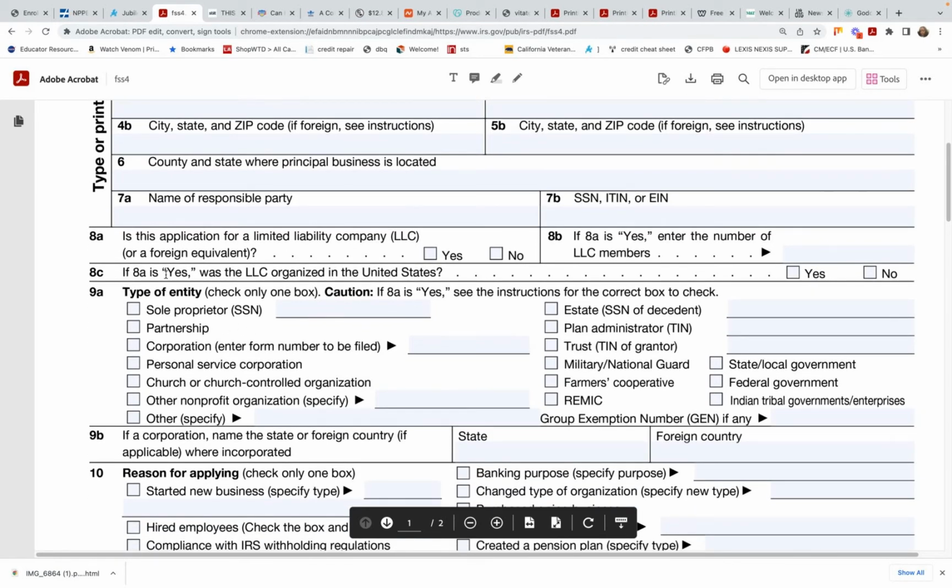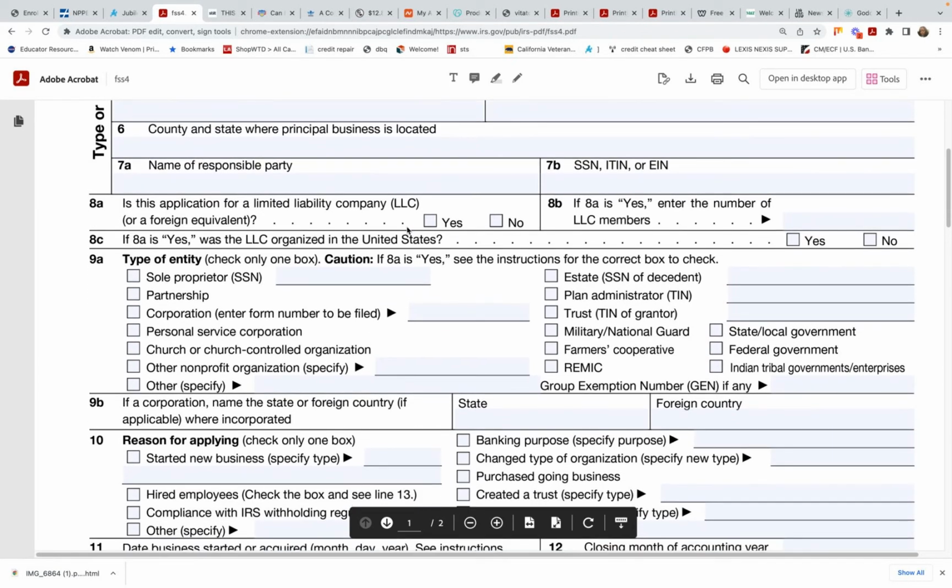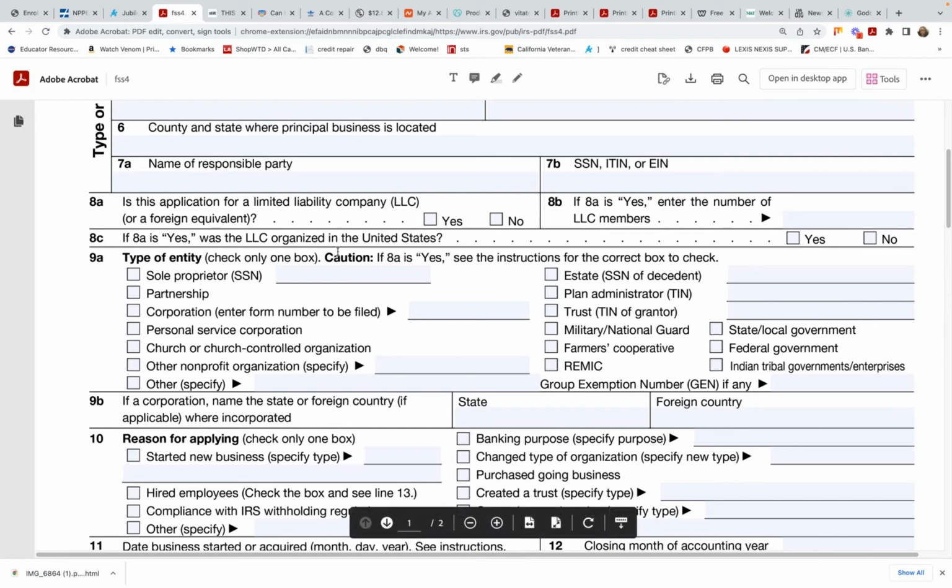All right. 8C, if 8A is yes, was the LLC organized in the U.S.? Yes. If it was not, you can put no, and it would be substantiated by 8A, where it asks if it was also a foreign equivalent. Now, 9A, real simple and easy. You're just going to check the type of organization that you have. If you just have a fictitious name and you do not have an actual business structure, you are considered to be a sole proprietor. As you see, they put SSN to let you know that that is because you do not have an EIN and you have been using your SSN to file taxes. If that is you, you would check that box.